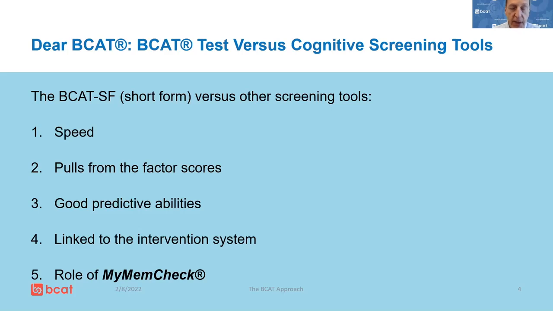The BCAT short form, while it's not the full BCAT, is associated with a number of different outcomes. So it's very good from a prediction standpoint. It's also linked to an intervention system. You can use the BCAT short form if you want to identify people who are likely to benefit from, let's say, working memory exercises.